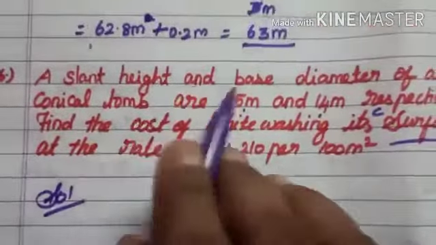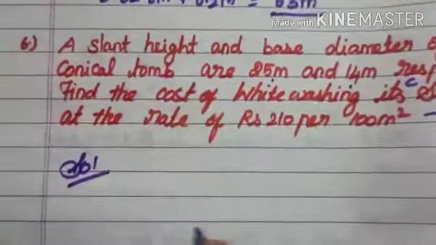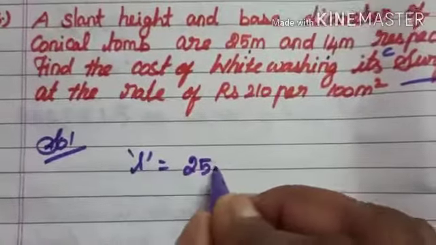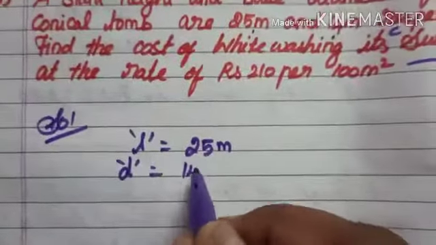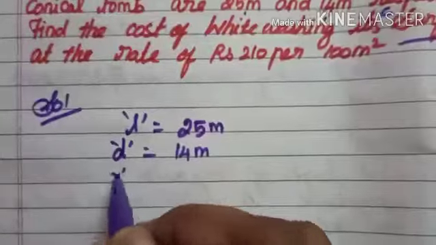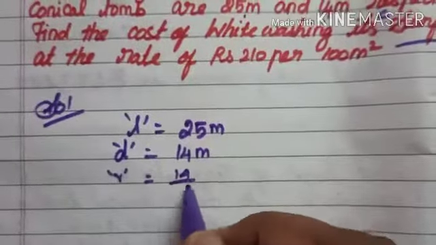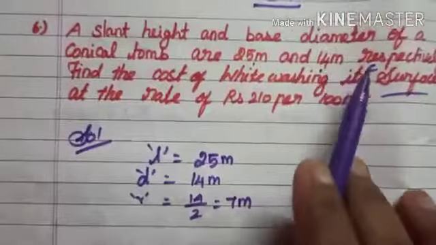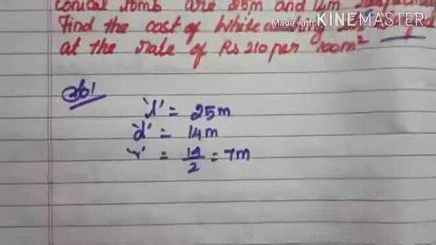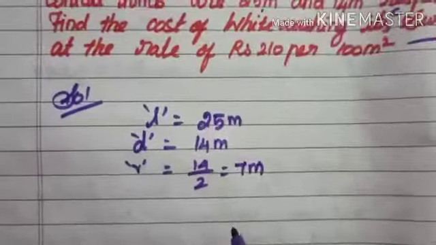Solution: first you need to write the given values. Slant height, shortly written L, is equal to 25 meter, and diameter D is equal to 14 meter. Radius R is equal to 14 by 2, equal to 7 meter. Next you need to find the cost of whitewashing. Before that, you need to find the CSA.